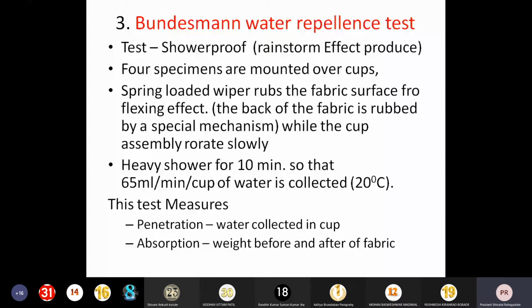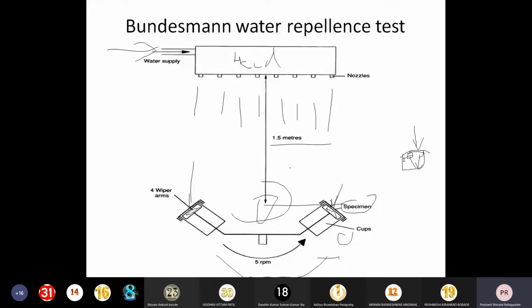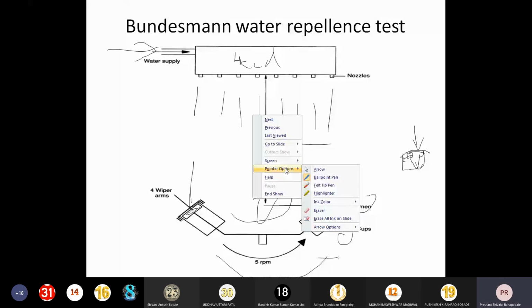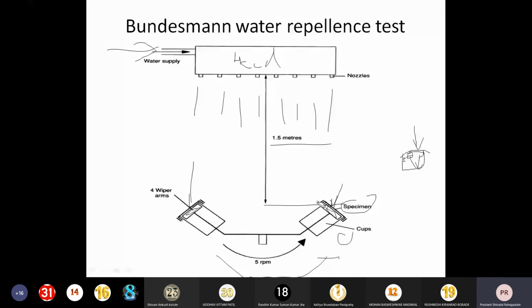So 4 samples we have, we calculate 4 values, and then we will take the average or mean of these 4 values, and we will find out the absorption. So this we are doing by using this Bundesmann water repellency test, and we can also call it the Rain-Storm effect test, and Rain-Storm water repellency test. So this diagram we have already seen. Artificial rain produced in the laboratory, that is the Bundesmann water repellency test.